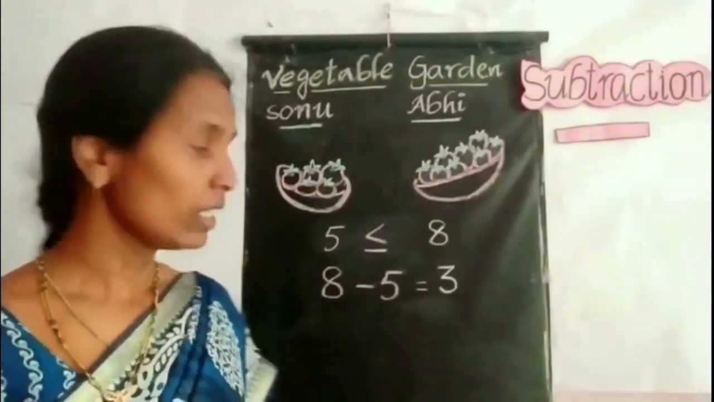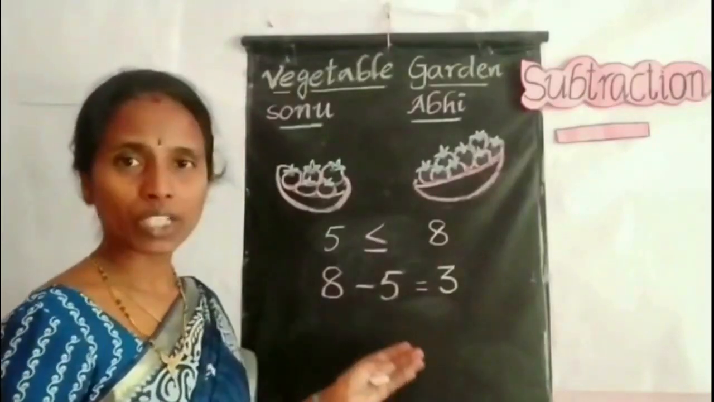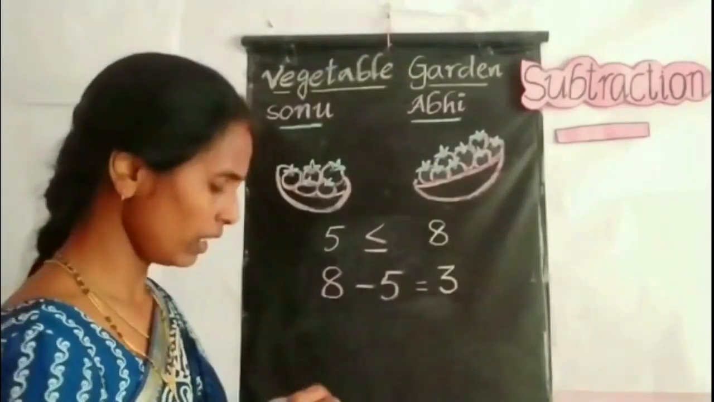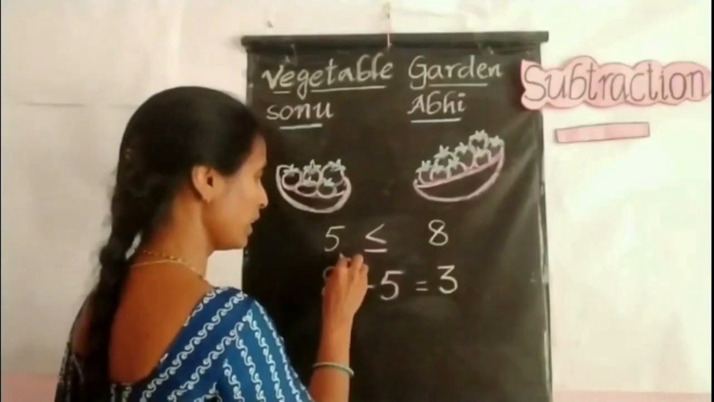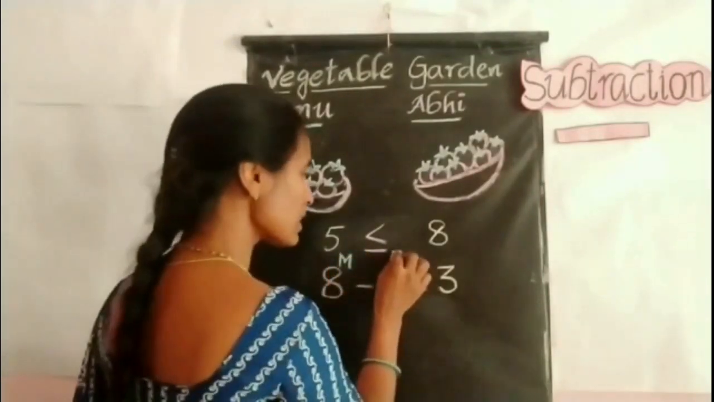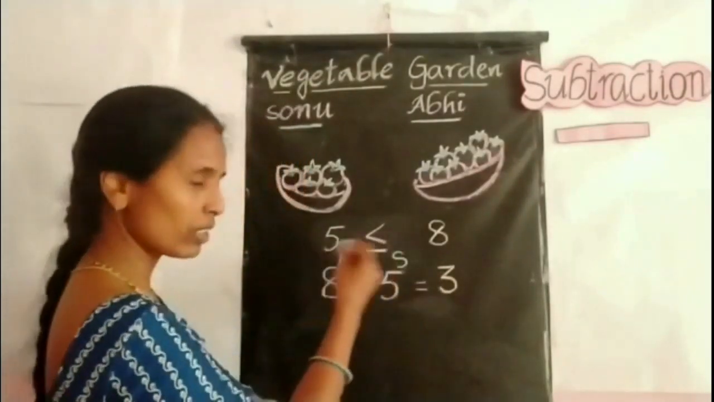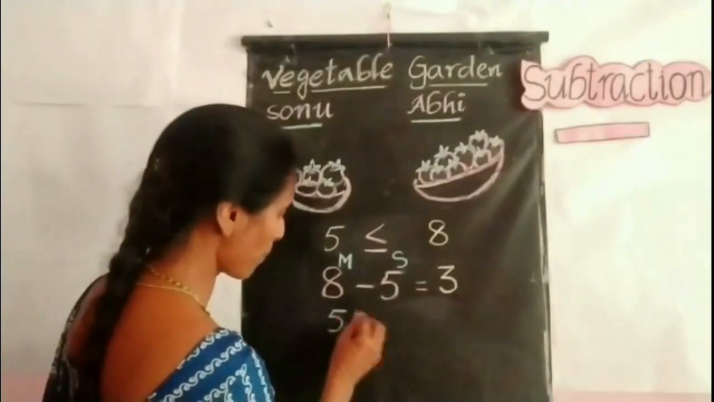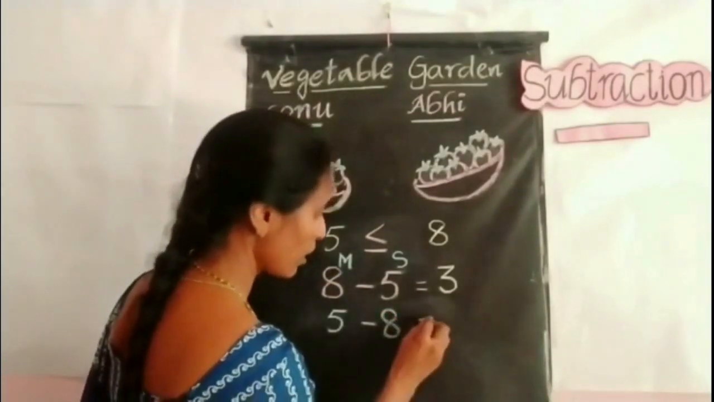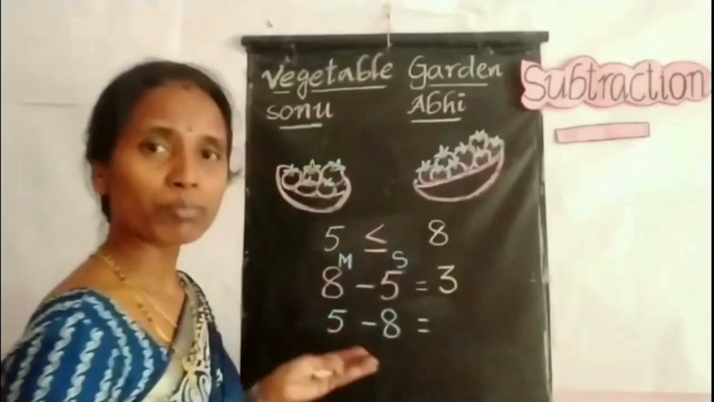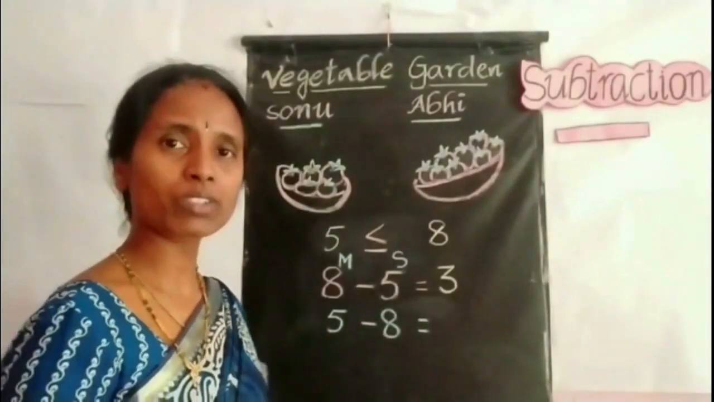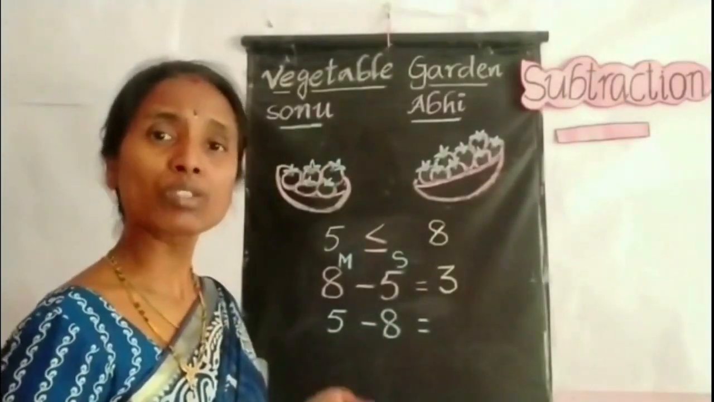So children, let us try by just changing the order. Here 8 is minuend and 5 is subtrahend. Now I am changing the order: 5 minus 8. Come on, let us subtract, children. 5 minus 8. Can we subtract 8 from 5? No, it is not possible.